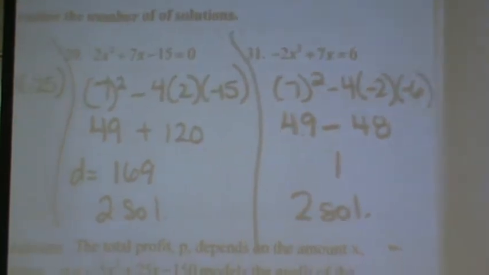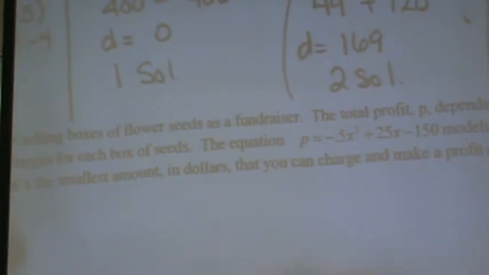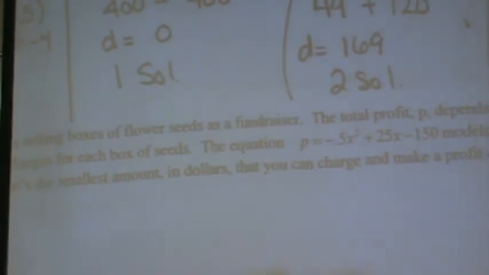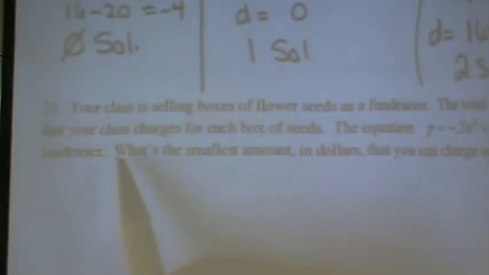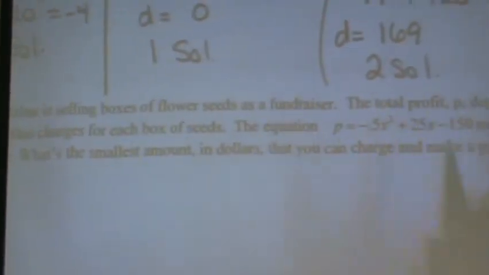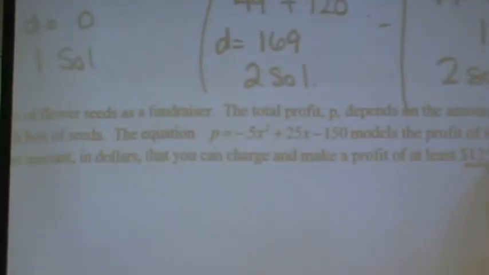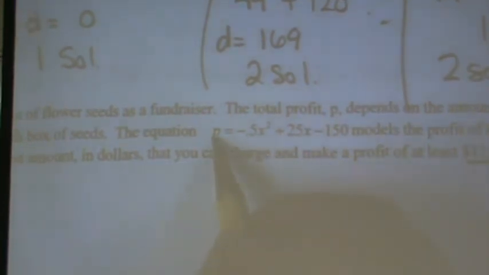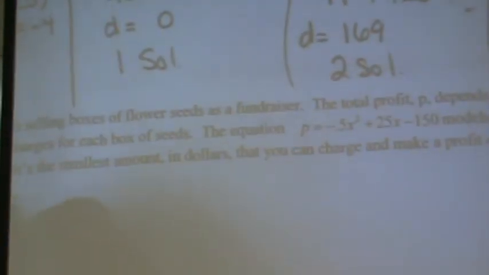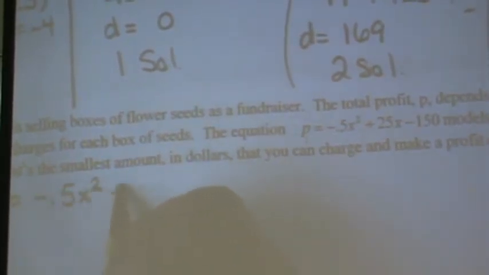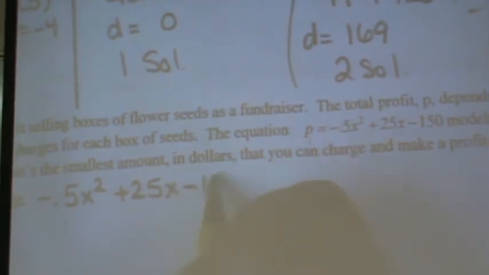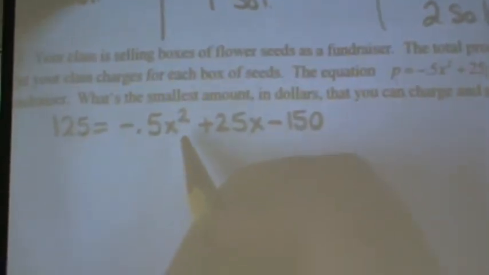The last one is a story problem. It says that your class is selling boxes of flower seeds as a fundraiser. The total profit, so profit is your P, depends on the amount x that you're going to charge for each box of seeds. So if we want to make $125 profit, we're going to put 125 here. So 125 is equal to negative 0.5x squared plus 25x minus 150. What you're going to do is solve for x.